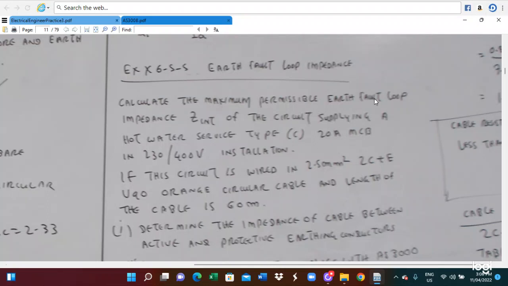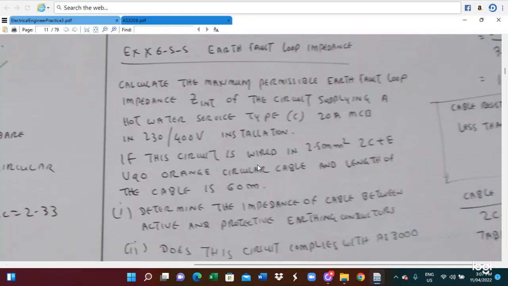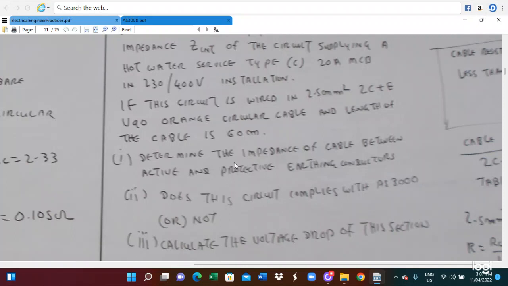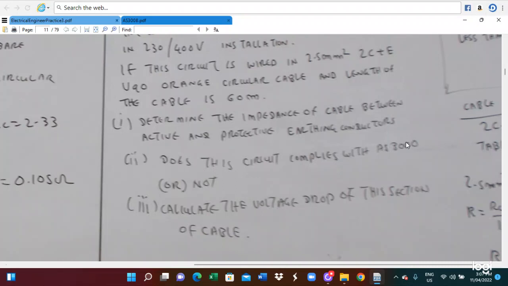Outflow impedance. We need to calculate the maximum permissible outflow impedance, ZIND, of the circuit supplying the hot water service, type C. It is a 20 ampere magnetic circuit breaker in a 230/400 volt installation. If this circuit is wired in 2.5 millimeter square 2 core plus earth V90 orange circular cable and the length of the cable is 16 meter, we need to determine the impedance of the cable between the active and the protective earthing conductors, and whether this circuit complies with the ASR 3000 or not.